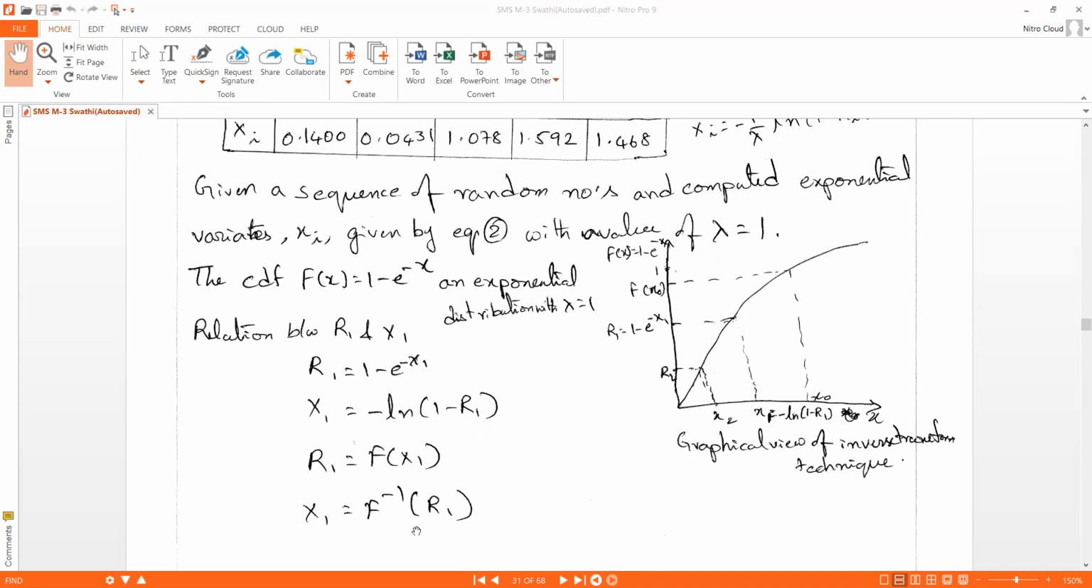Now we know that R1 is equal to f of x. So x1 is equal to inverse of F R1. x1 is equal to F R1 inverse, right? F of x equal to R1, then we can write it like this: x1 is equal to F R1 inverse.